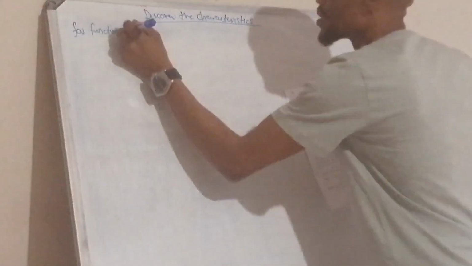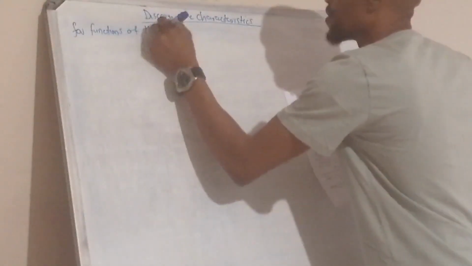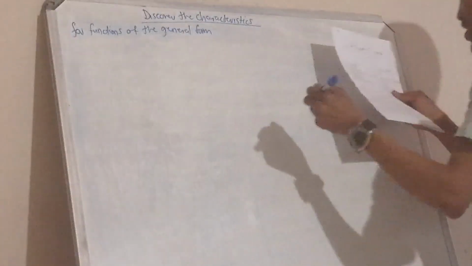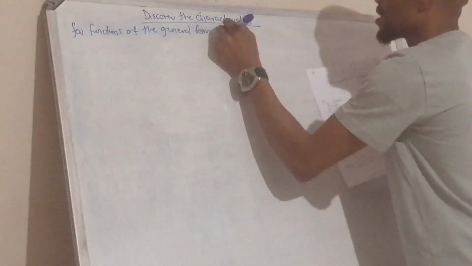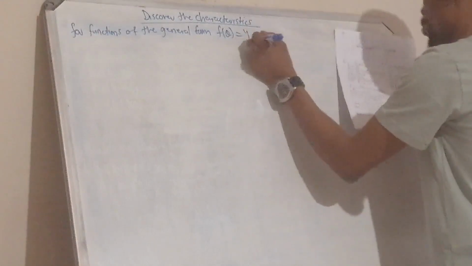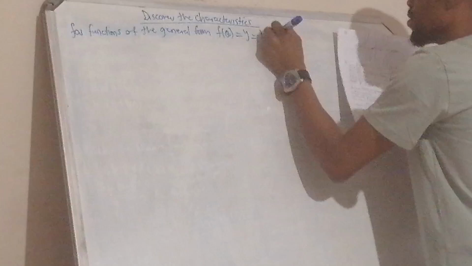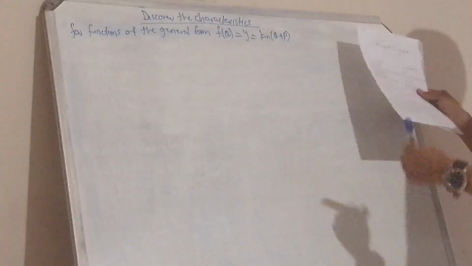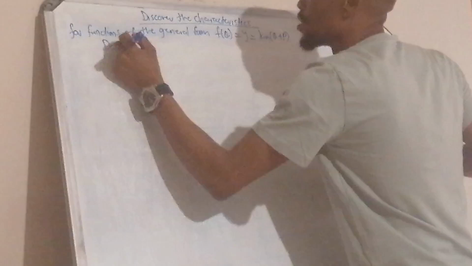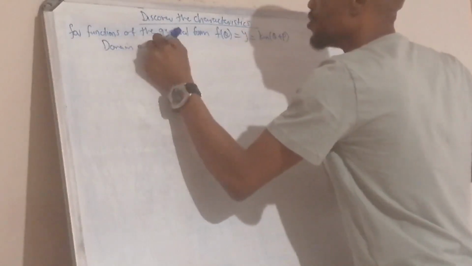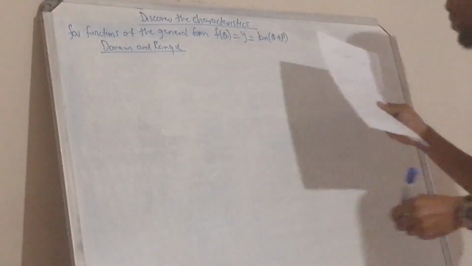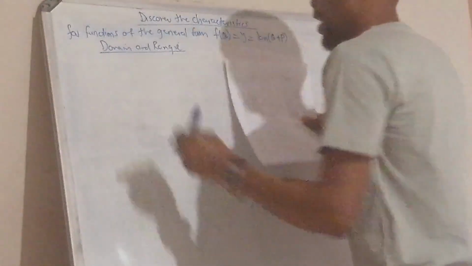For functions of the general form f(theta) equals y, which is equal to tan of theta plus p, the domain and range.